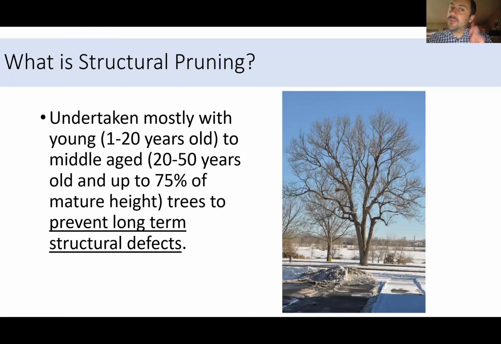So we refer to this pruning of young trees as structural pruning. It's undertaken with trees that are in the early part of their life, the first 1 to 20-ish years. In Colorado, trees grow slower, so it might actually be up to 20 years. It can also be done on middle-aged trees, although by the time a tree reaches middle age, a lot of its structure is already set in Colorado. It's not for mature trees that have reached most of their mature height.